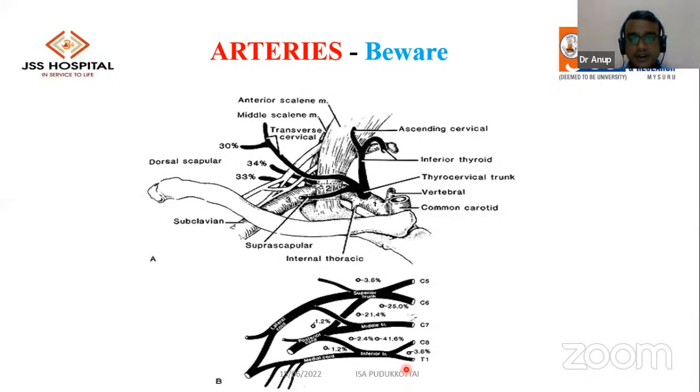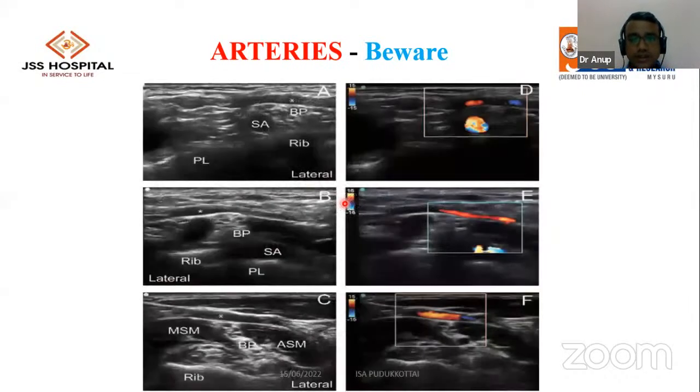Now we have to be aware of a few things before going for the block. In this region, we commonly encounter two arteries. One is the suprascapular artery, another is the transverse cervical artery. So when we place a probe, it is always better to put on the color flow and identify these vessels. They are present in a few individuals, so we should not enter these vessels, which can lead to drastic complications. So I would always advise you all to check with color flow for any vessels or apparent vessels that are close to the plexus.